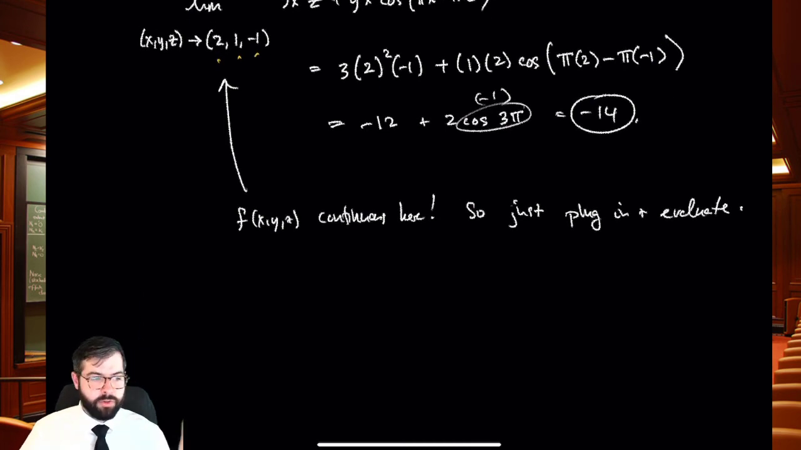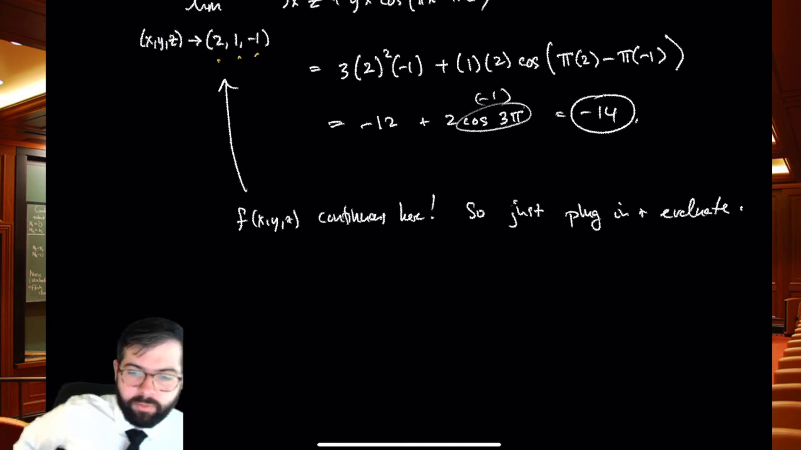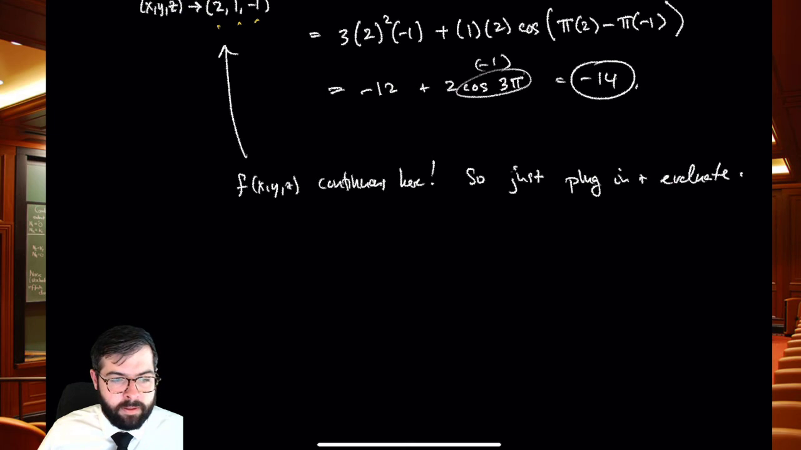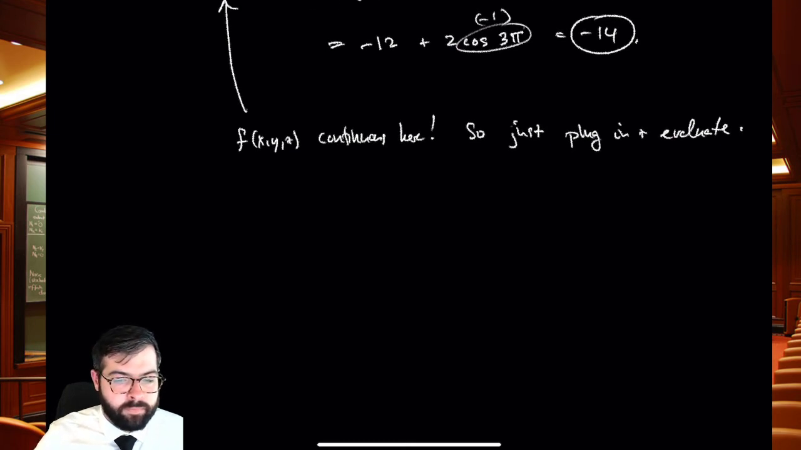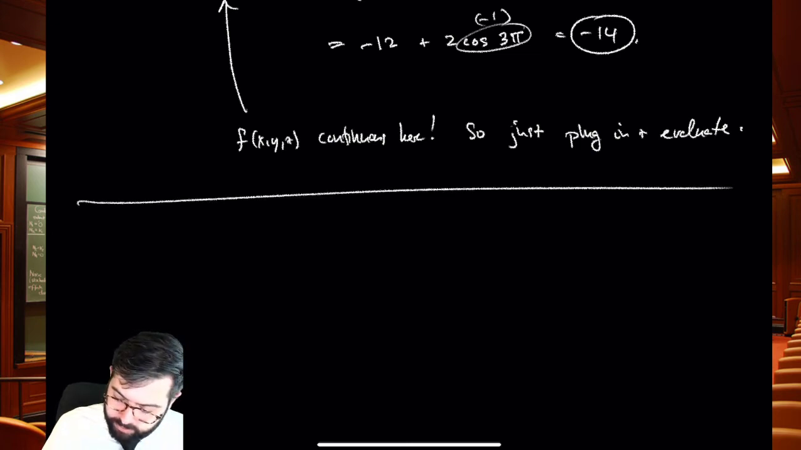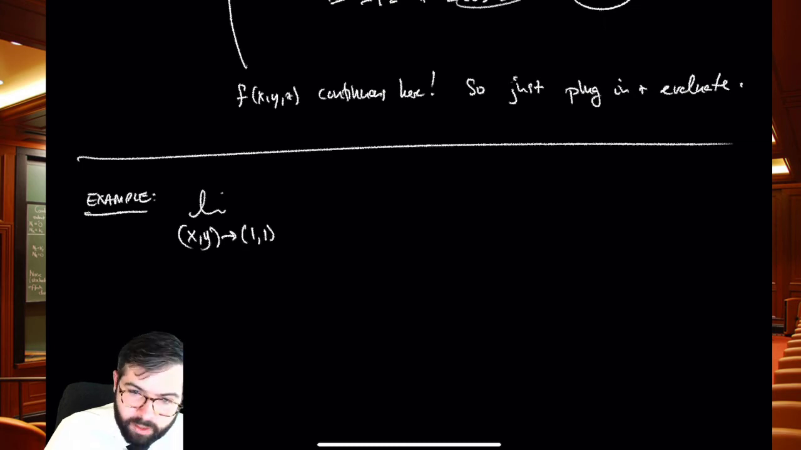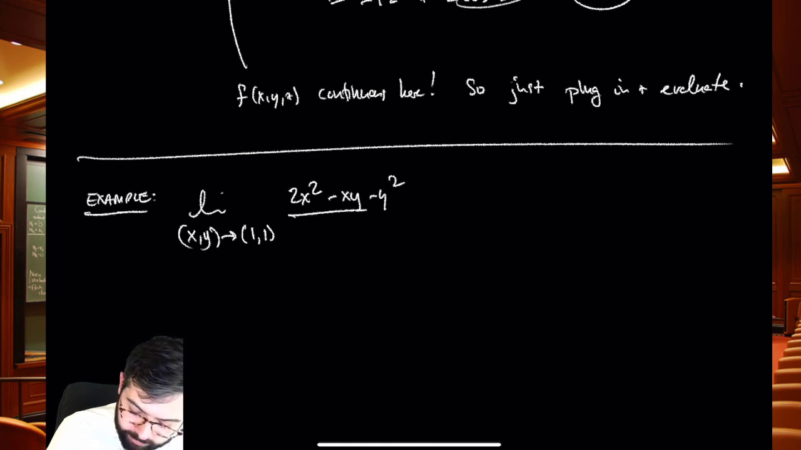Okay, so if it's continuous at the point, you can just plug in and evaluate it. So here is an example where we need a little more consideration. Let's say we're taking the limit as (x, y) approaches the point (1, 1) of (2x² − xy − y²) / (x² − y²).